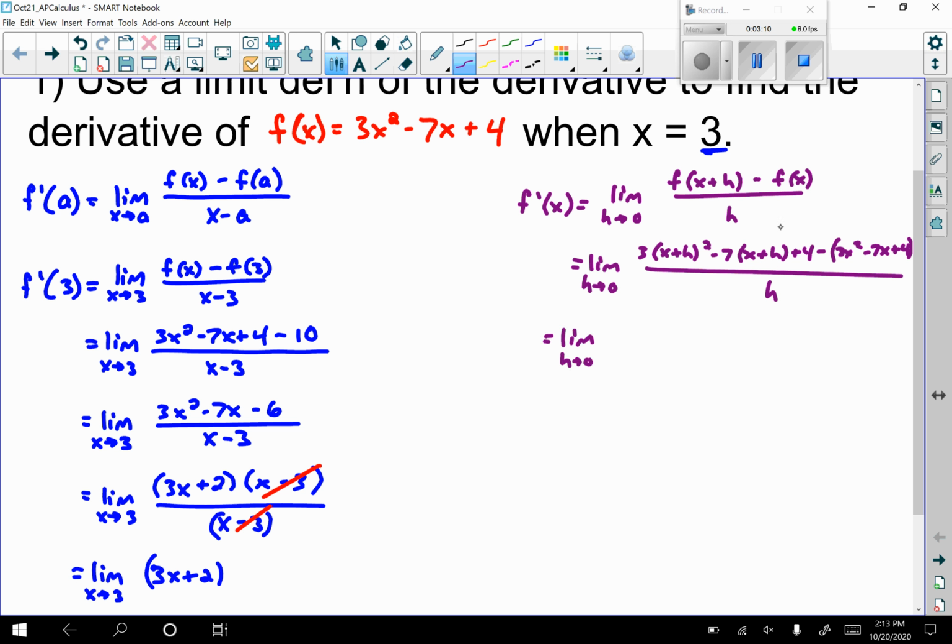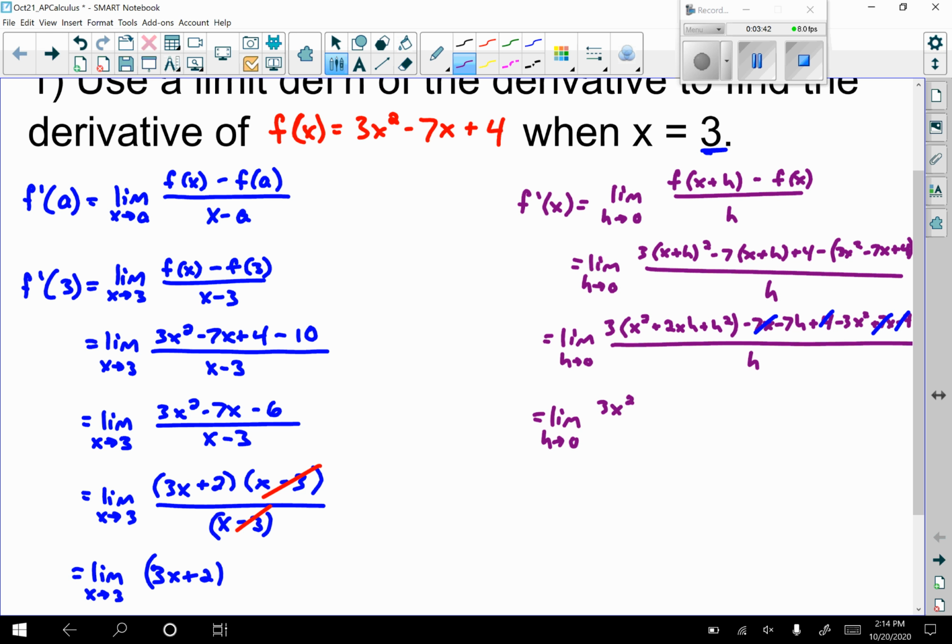So I need to expand the binomial first. I'm going to have 3 times, this will give me x squared plus 2xh plus h squared minus 7x minus 7h plus 4, then minus a 3x squared plus 7x minus 4 all over h. Now at this point, if it helps, and it will, we can cross out what's going to cancel here. 7x's are gone, and then the 4's are gone, so we have a little bit less to write. I'm going to go ahead now and distribute my 3. So we're going to get 3x squared plus 6xh plus 3h squared minus 7h minus 3x squared all over h. Our 3x squared should cancel now.